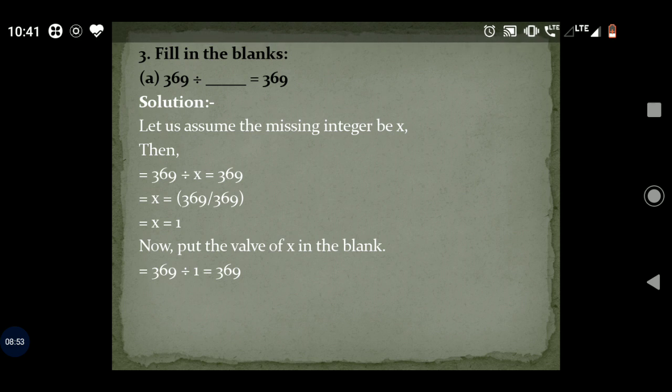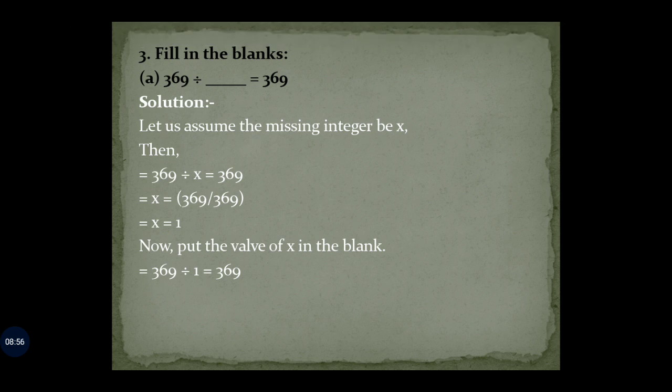Now, let us move on to the next bit, that is fill in the blanks. A. 369 divided by dash gives you 369. Solution for this problem is, let us assume the missing integer be x. Then 369 divided by x is equal to 369. We are transposing 369 to the RHS. It is x is equal to 1. Now put the value of x in the blank. That is 369 divided by 1 gives you 369.